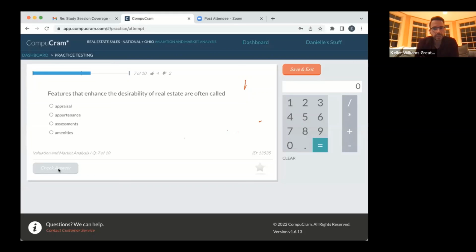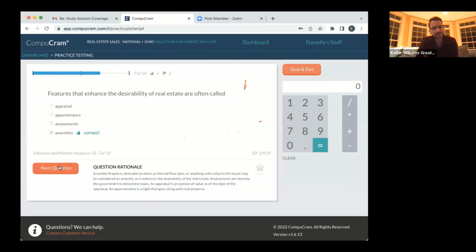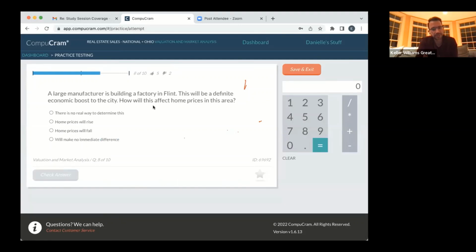Next one, features that enhance the desirability of real estate are often called an appraisal. I'm not even going to take a stab at that one. Assessments or amenities. Amenities is correct. Pertinence is the way you state that, by the way.